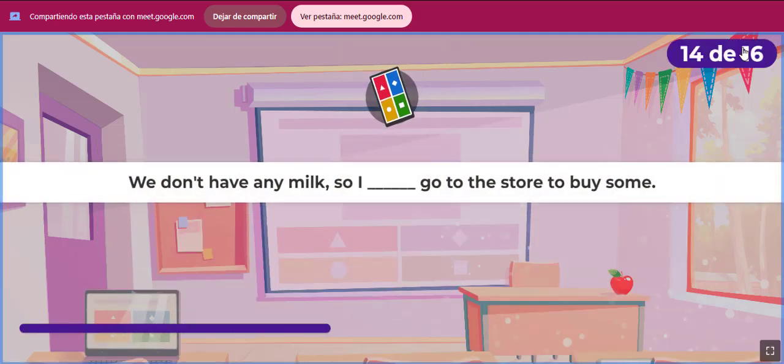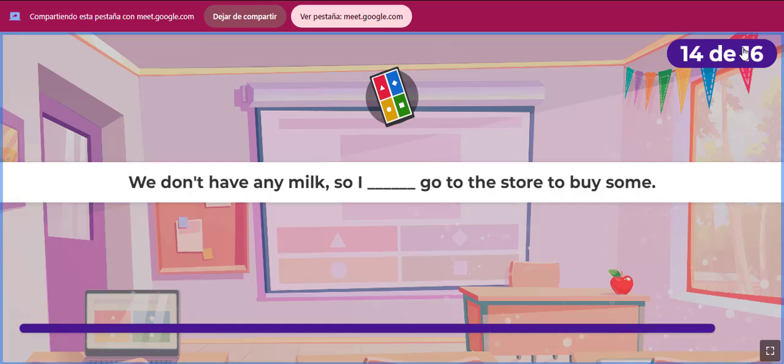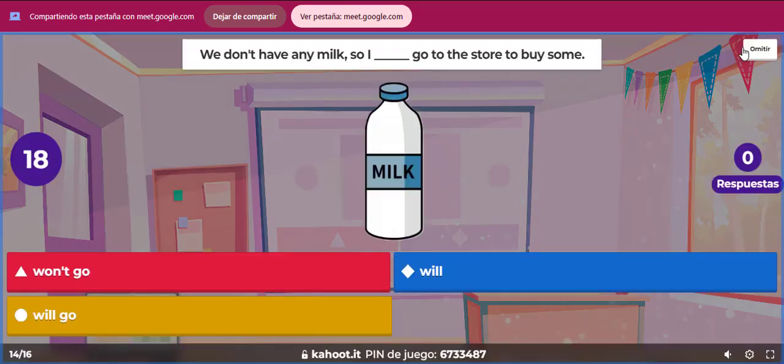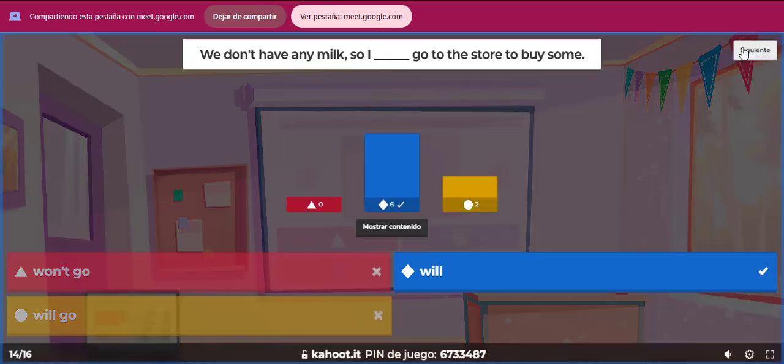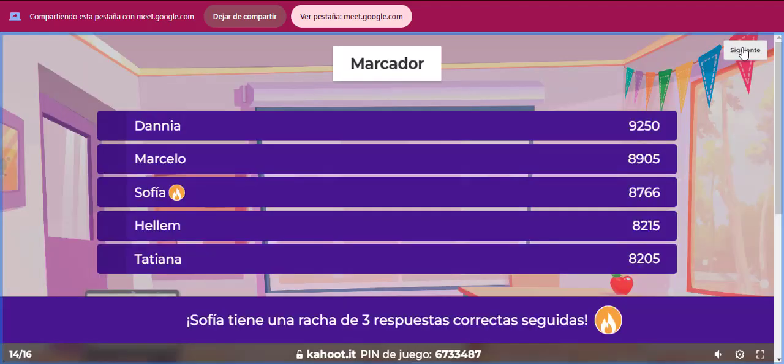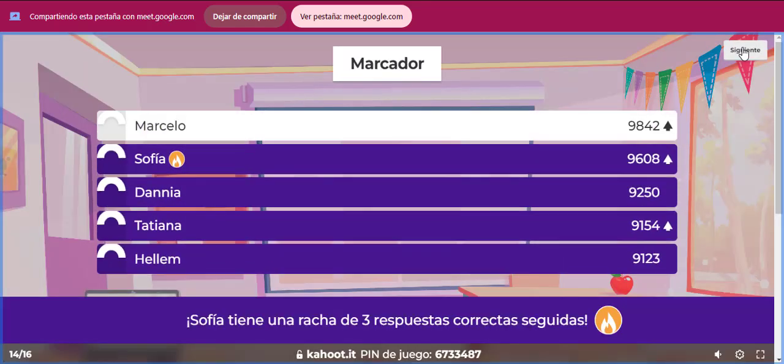Number 14, we don't have any milk, so I will go to the store to buy some. And 6 people got it correct. We don't have any milk, so I will go to the store to buy some milk. Excellent. Now Marcelo has the first place.